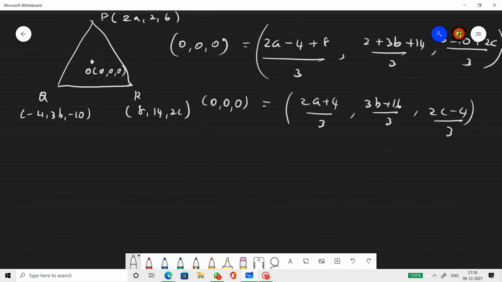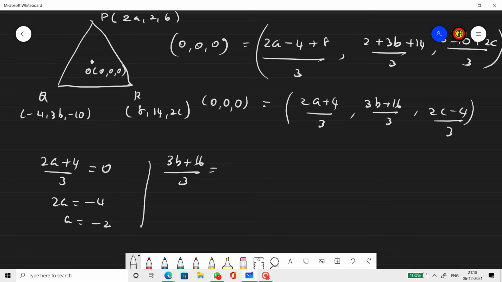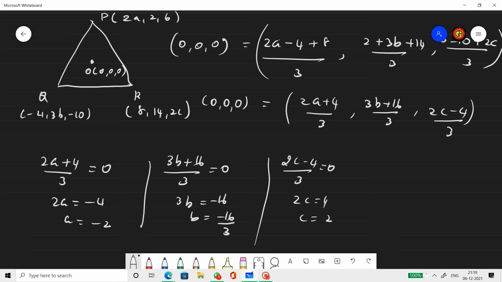Equating x, y and z coordinates separately, (2a plus 4) by 3 equals 0, 2a equals minus 4, a equals minus 2. (3b plus 16) by 3 equals 0, 3b equals minus 16, b equals minus 16 by 3. And (2c minus 4) by 3 equals 0, 2c equals 4, c will be 2. So therefore, we found the missing values.